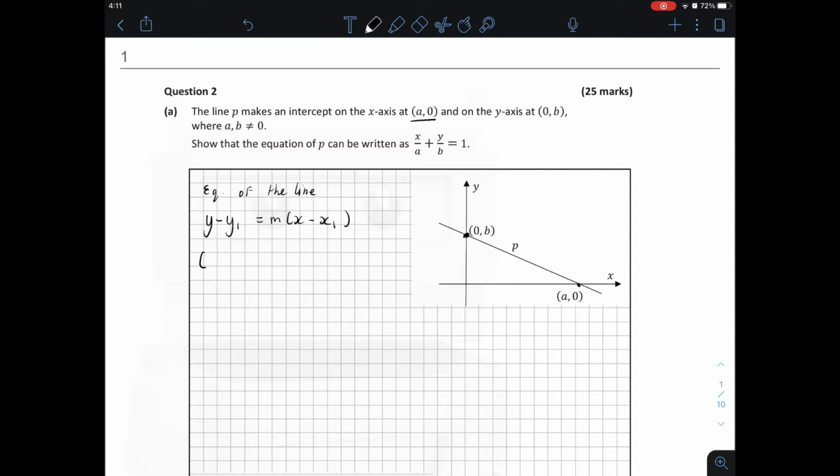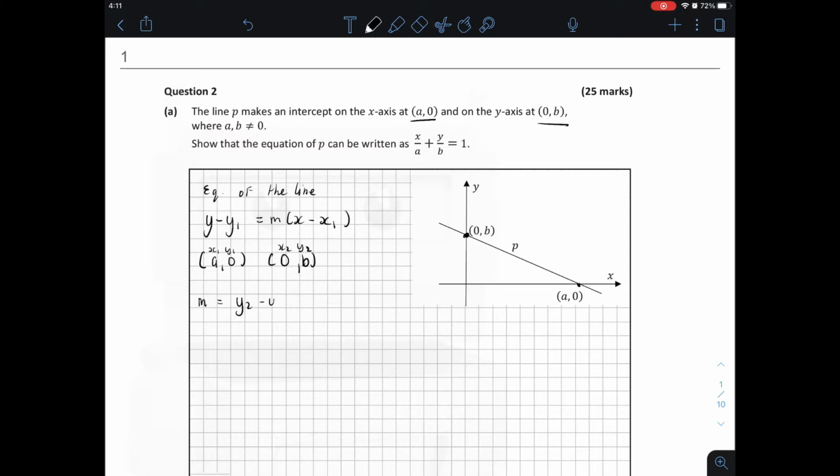To find the equation of the line, we need two things. We need a point on the line, x1, y1, and we need the slope of the line, m. So let's write down what we know here. We've got a point a,0, which I'll call x1, y1, and my second point is 0,b, which I'll call x2, y2. Okay, so I have my point. I need to find the slope of my line.